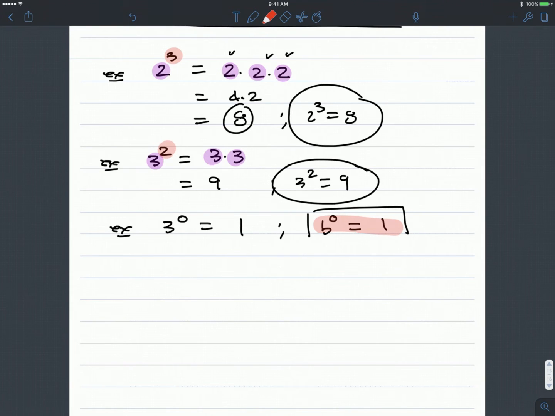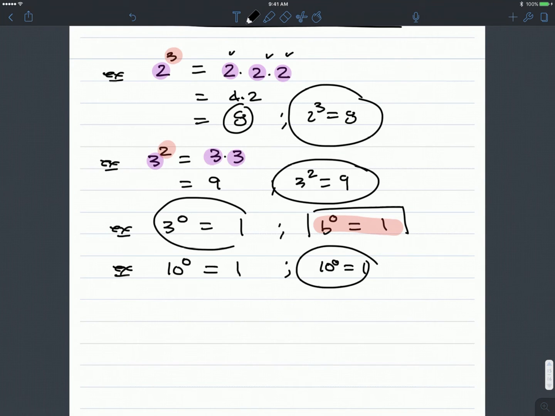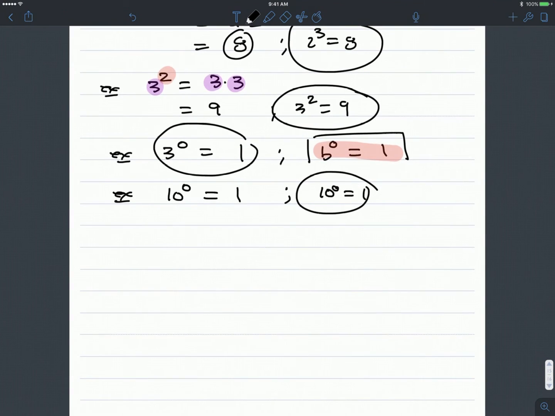Any base to the 0 power is 1. So 3 to the 0 power is 1 as well. What would you get if I told you you had 10 to the 0 power? What value is that? 1. So I know 10 to the 0 is 1 as well. Okay? Let's see. What if they gave you e, that number e we talked about the other day? What is e to the 0 power? That's also 1. Good. Any base to the 0 power is the value 1.